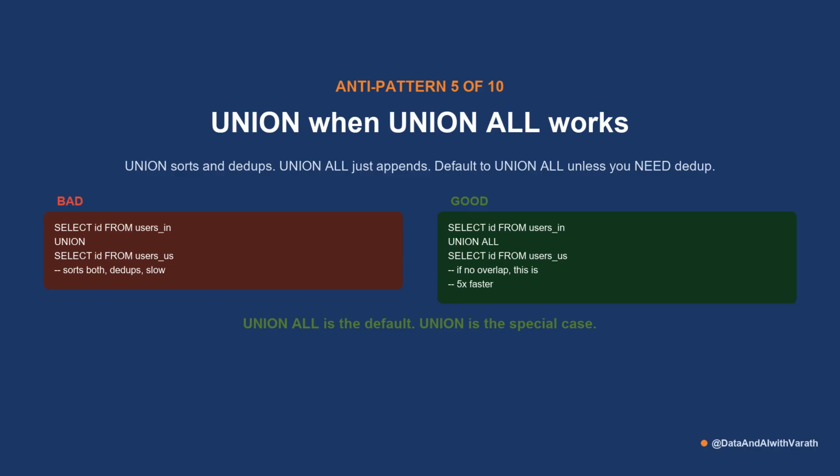Anti-pattern 5. Union when union all works. Union sorts the combined result and removes duplicates. Union all just appends. If you don't need dedup, and 90% of the time you don't, union all is 5 times faster. Default to union all.